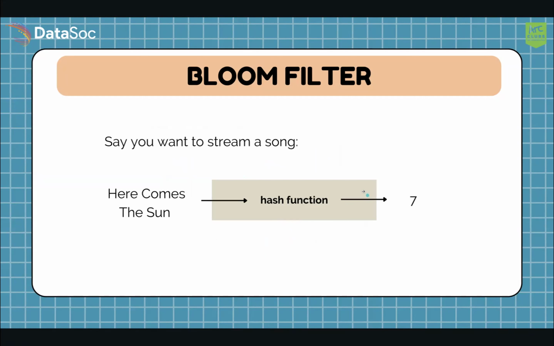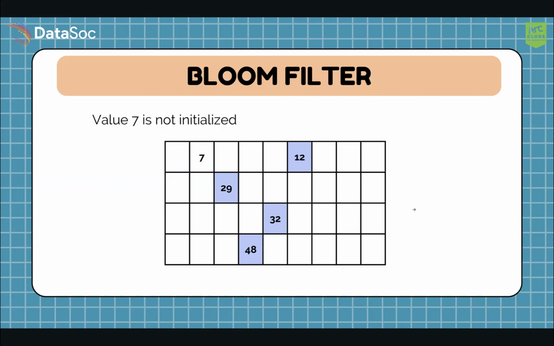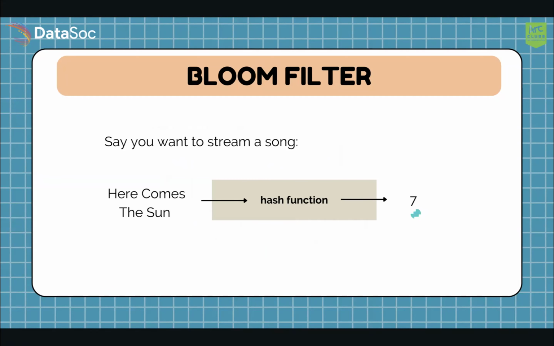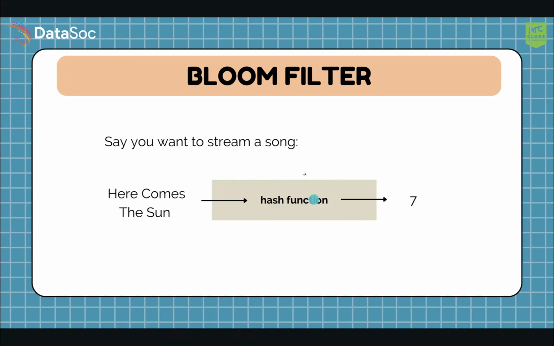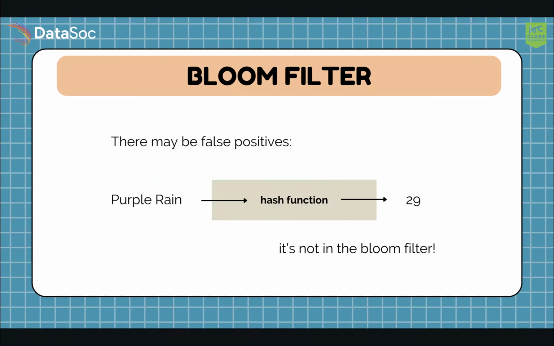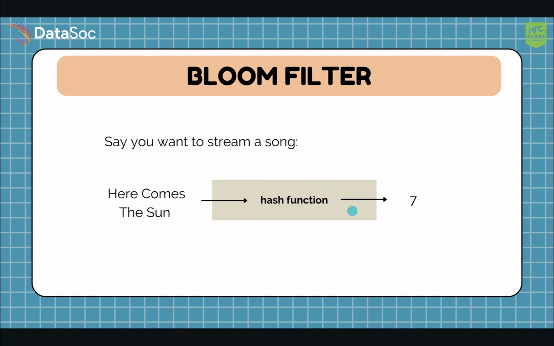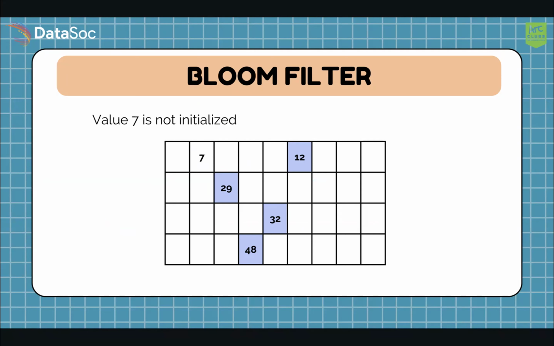So now, let's say you want to stream a song called Here Comes the Sun, and you pass it through your hash function, and it gives you the value 7. Now, you want to use your Bloom filter to find out if the song Here Comes the Sun is already present or not. So you ask your Bloom filter. The Bloom filter checks all its values, right? It sees that the bit 7 is still set to 0. It's not been initialized. So it'll tell you that you do not have Here Comes the Sun in your set, which is correct, right? We don't have it. We only have 4 songs, and Here Comes the Sun is not one of them. So it correctly identified it wasn't present.